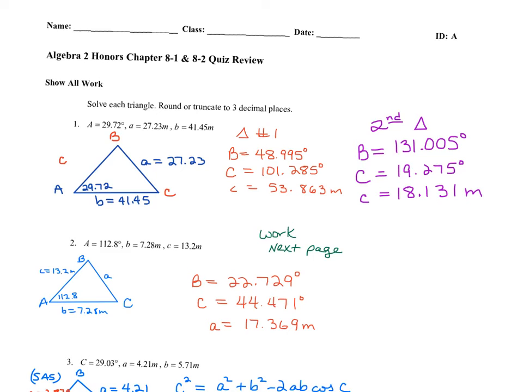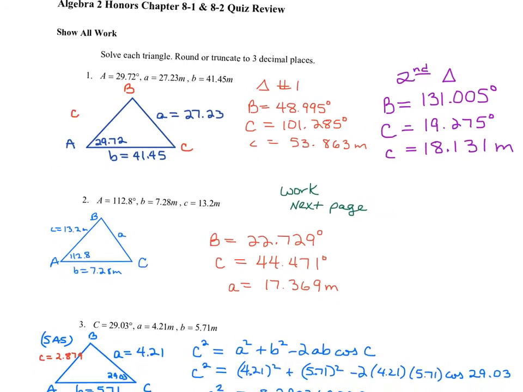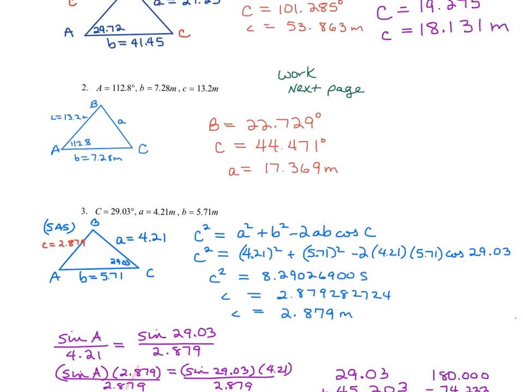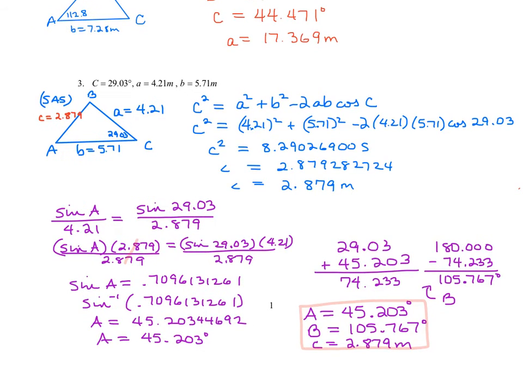this only has the answers here. Now, I actually put the work on the next page for numbers 1 and 2. So if we just stay on this page and I go to number 3, notice all of this work for number 3. This is what I want to see on your scratch paper. So no work, no credit.